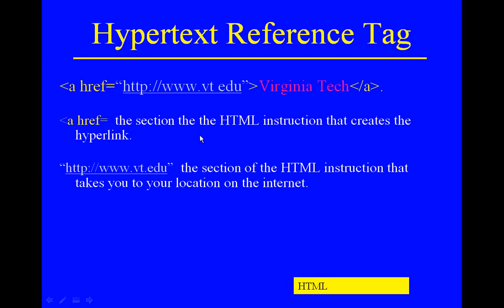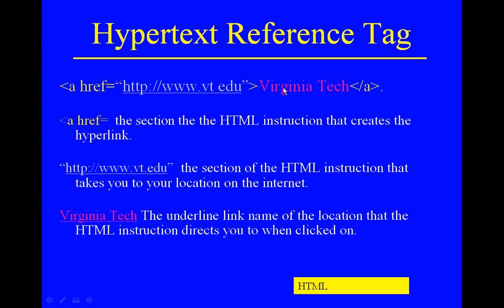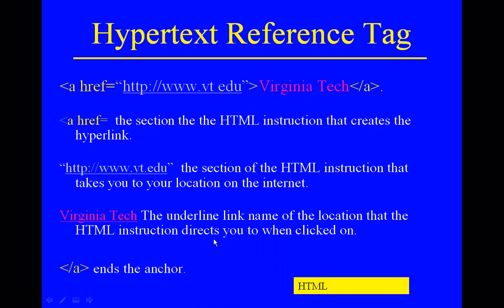Okay, the http www.vt.edu is the website that we're trying to link to, and the anchor is Virginia Tech. That is the underline that the user will see to be able to link to the website. Okay, and remember we need to end the anchor, so nothing after this is a link to the web page that we're trying to get to.